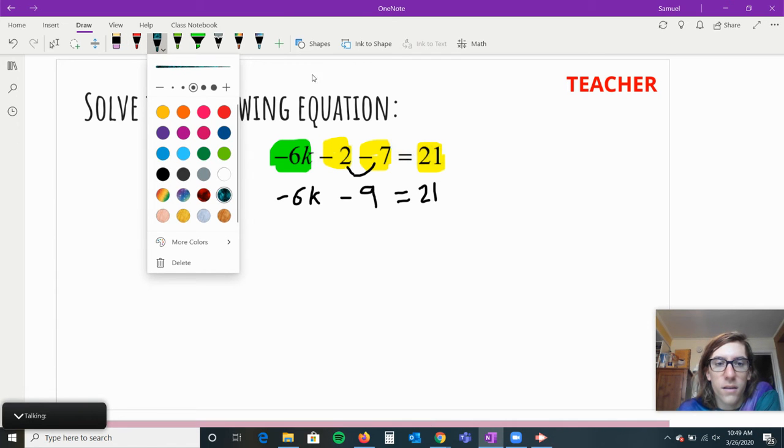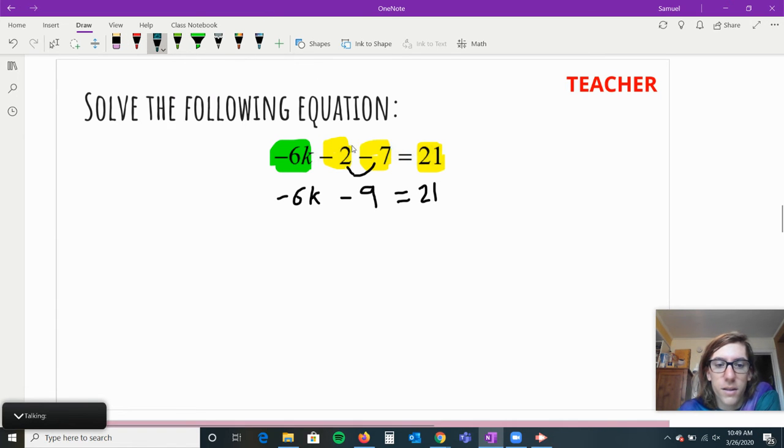So we say, okay, no big deal. What's the opposite of subtracting 9? I'm going to start with the 9 because it's not as close to the k. It's not as tied up. So what's the opposite of subtracting 9? It's going to be adding 9. So plus 9 to both sides to keep it equal. -9 plus 9 is then going to be 0, right?